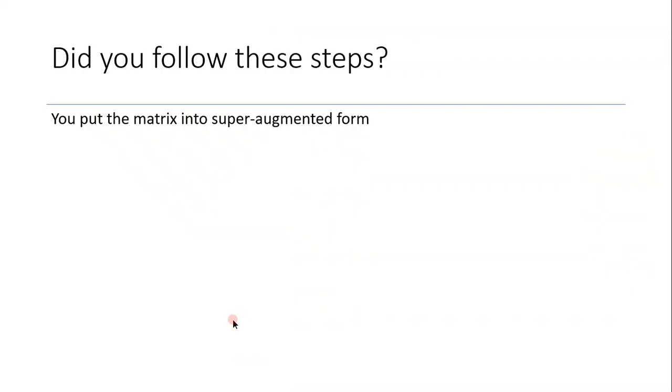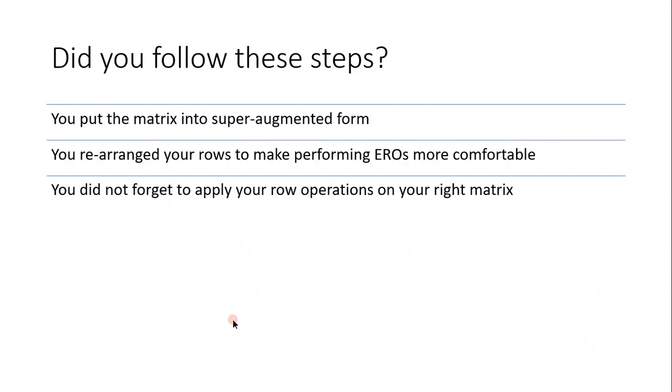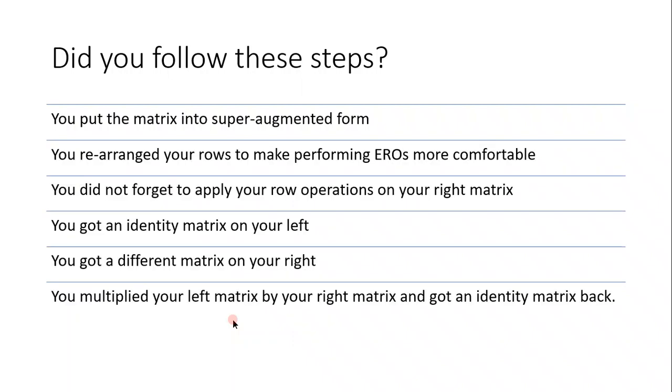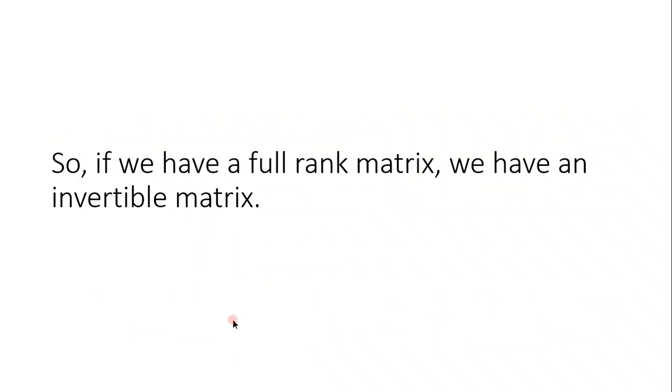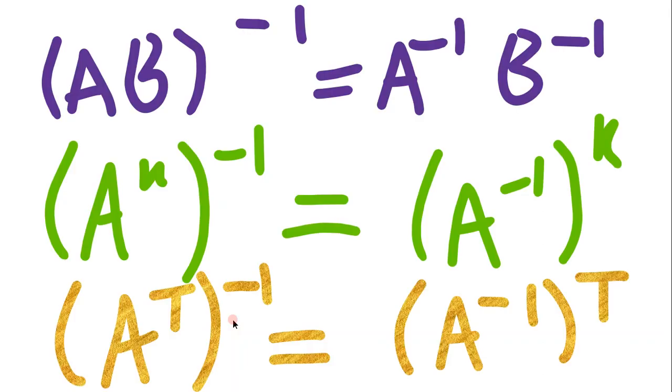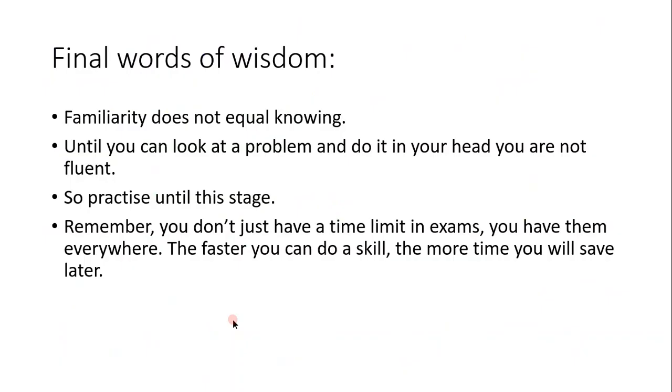Now, when you try to find an inverse, you need to perform the following steps. I'm not repeating myself. I'm sure you guys can read, but it's good to summarize what happened. And if you have a full rank matrix, we have an invertible matrix, and there are many ways to phrase that, so make sure you're familiar with the different ways to phrase this. And of course, our special rules.